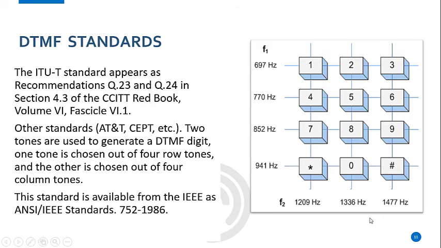Now let's move to the DTMF standards. The International Telecommunication Union standards appear as Recommendation Q23 and Q24 in Section 4.3 of the Consultative Committee of International Telephony and Telegraphy, in the Red Book, Volume 5. Other standards say that two tones are used to generate a DTMF digit. One tone is chosen out of 4 row tones and the other is chosen out of 4 column tones. These standards are available from the Institute of Electrical and Electronics Engineers as ANSI or IEEE standards.